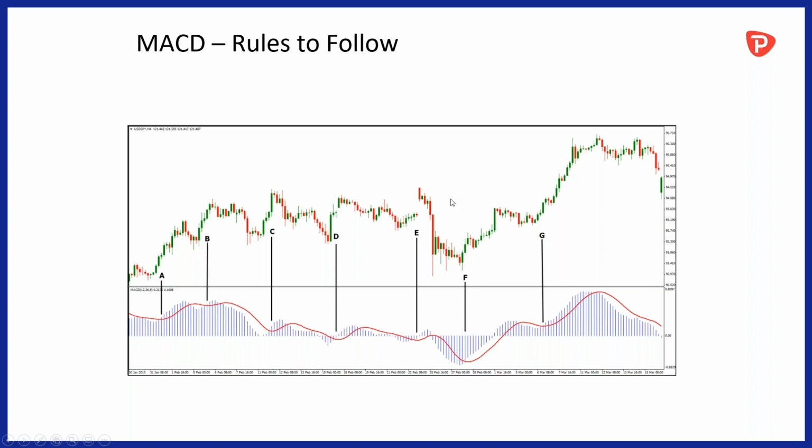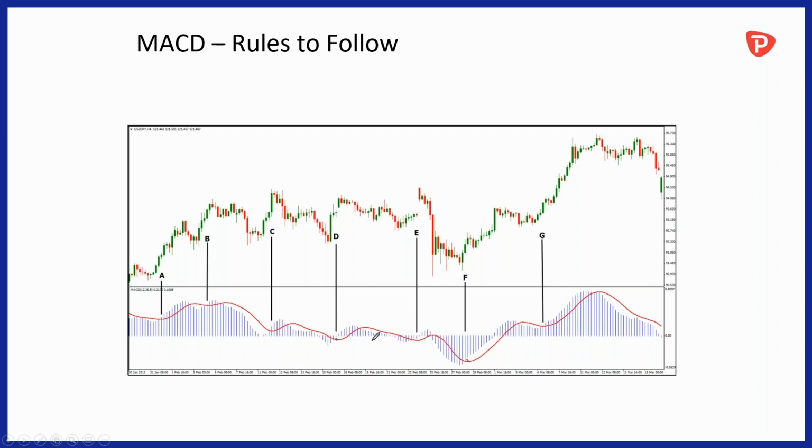So the signal line that we're talking about is the 9, which is basically a moving average of the other two. So the red line that you see on your MACD indicator is the signal line that we're referring to. So when that exits or enters the histogram, they're the signals that we're talking about. If it's exiting the histogram from above, that rule would sell. And if it's exiting the histogram from below, like it is in F and also in D, that would be your buy signal.